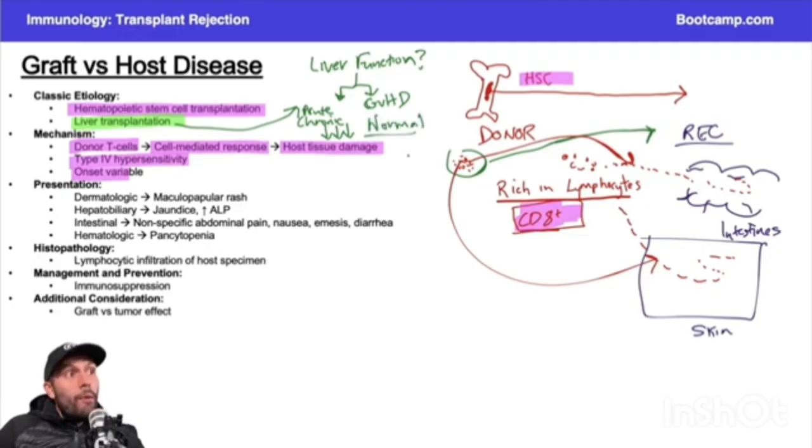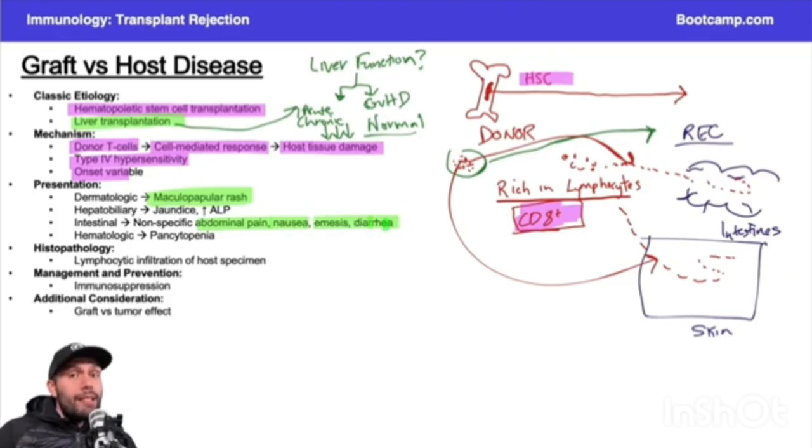What's not going to be normal is the rest of the presentation. The host tissues are getting attacked. The recipient's tissues are getting attacked. So if our skin's getting attacked, we're going to see a rash. A classic rash that we'll see in graft-versus-host disease is a maculopapular rash. It might be diffuse. Normally, if you have transplant rejection of a graft, it's usually local to that area. But if you see diffuse issues in this patient, diffuse pathology, maculopapular rash, abdominal pain, nausea, emesis, diarrhea, these are all things that might signify potentially this is more of a graft-versus-host disease.